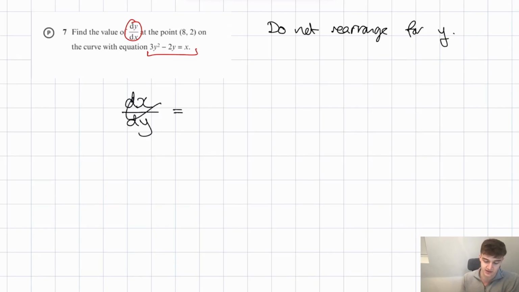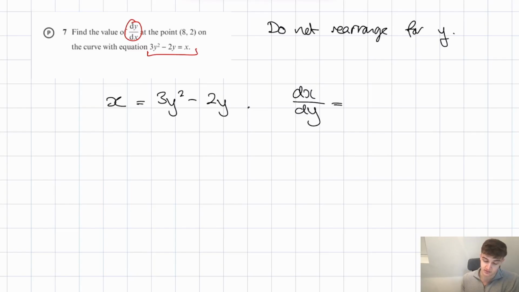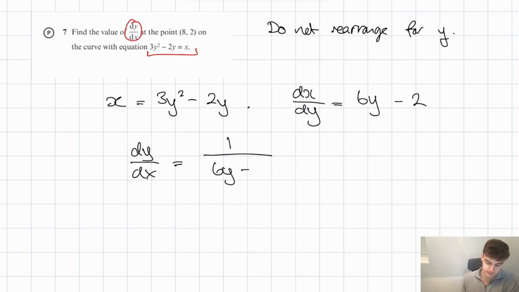So if we do that, let's write out what x is. So x is 3y squared minus 2y. dx by dy is going to be 6y minus 2. Now, we know that dy by dx then is 1 over that. And because they've given us the entire point, they've given us the x and y coordinate, it doesn't matter that we got it in terms of y.